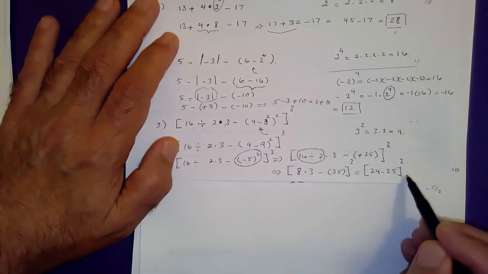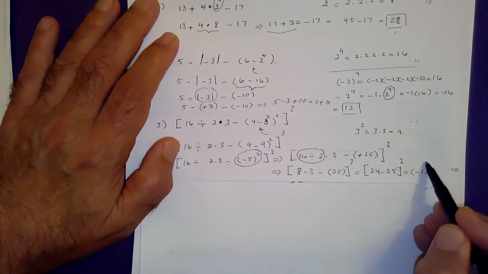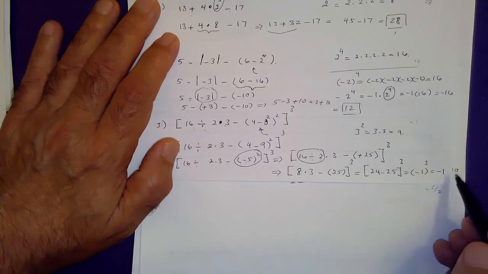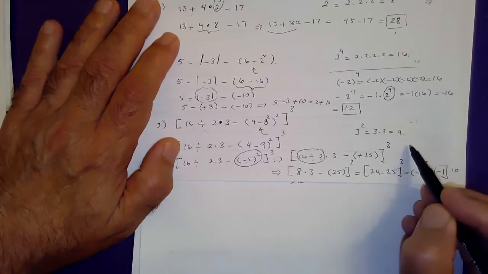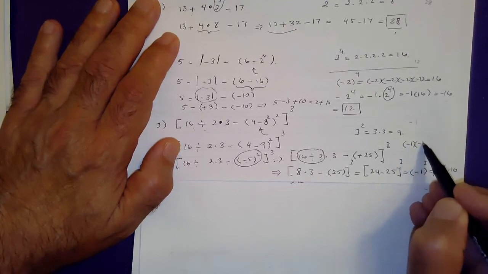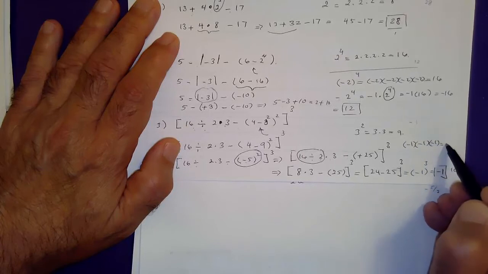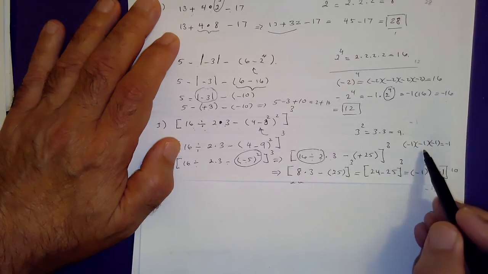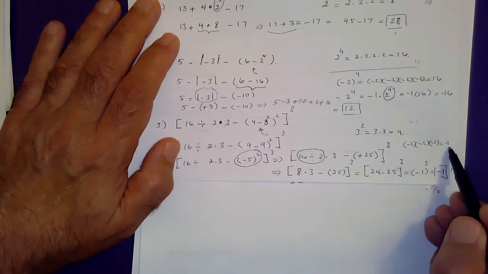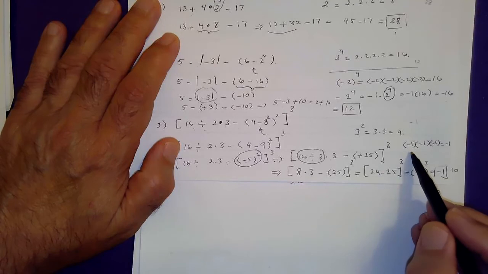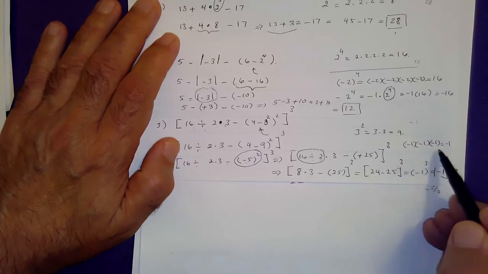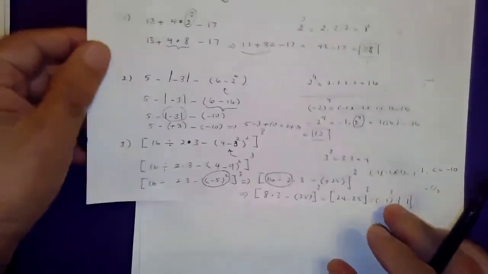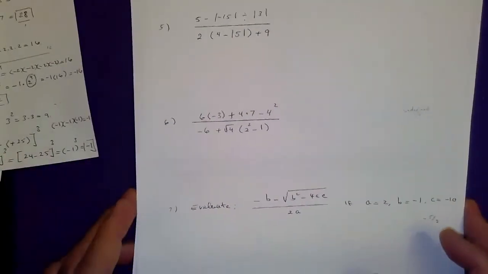But now 24 minus 25 is -1. -1 to the power of 3 is -1. So that's the final answer. Why is that? Because -1 times itself 3 times gives you -1. So if you multiply a negative an odd number of times by itself, you still get negative. If you multiply a negative an even number of times, you get what? Positive answer. Okay, so on to the next problem.